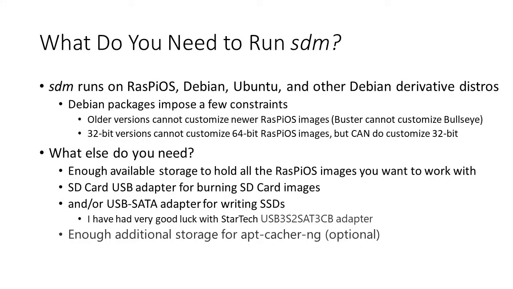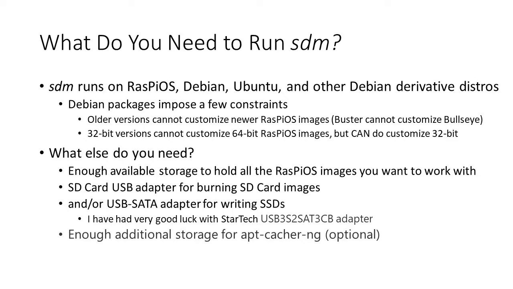RasPi OS is based on Debian, and SDM runs on RasPi OS, Debian, Ubuntu, and other distros derived from Debian. SDM uses the tool systemd-nspawn to, quote, "go inside" the image file, and systemd-nspawn imposes a couple of constraints. Specifically, SDM running on an older version cannot customize a newer OS in an image. For instance, Buster cannot customize Bullseye. In addition, SDM running on a 32-bit system cannot customize a 64-bit system.